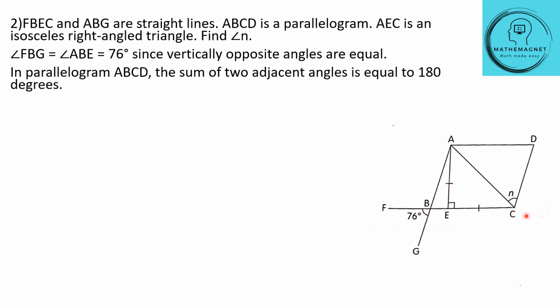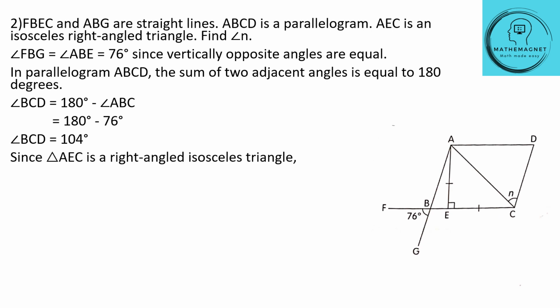Now in parallelogram ABCD, the sum of two adjacent angles is equal to 180 degrees. So which means angle BCD is equal to 180 minus angle ABC. So now we can find this angle. We know the sum of this angle plus this angle is equal to 180 degrees, so this angle will be 180 minus this. This we just found out, saying it's 76 by using the vertically opposite angle concept. Now angle BCD will be equal to 180 minus 76, which is equal to 104. Now we know angle BCD is 104.